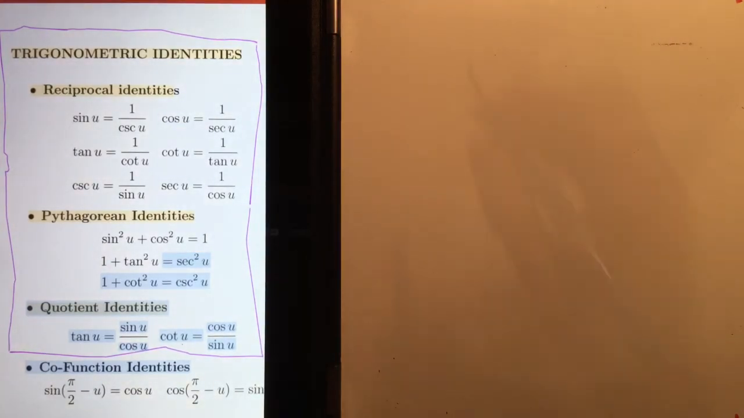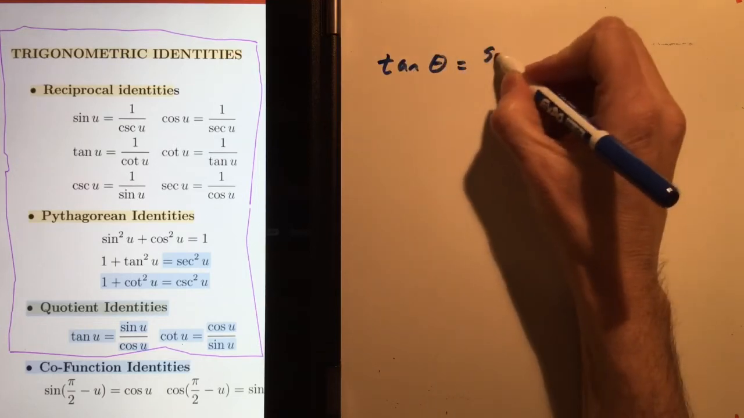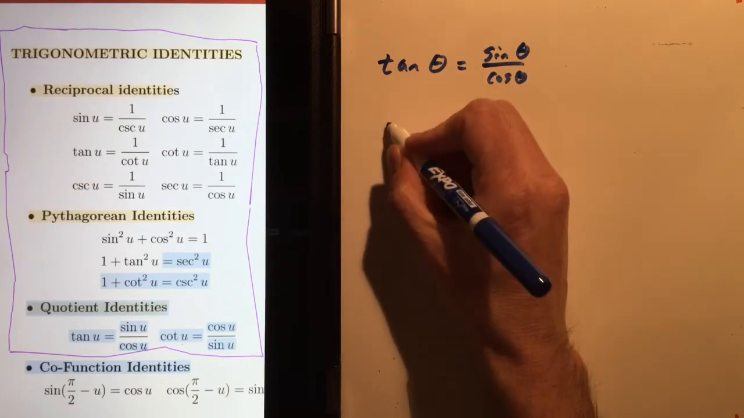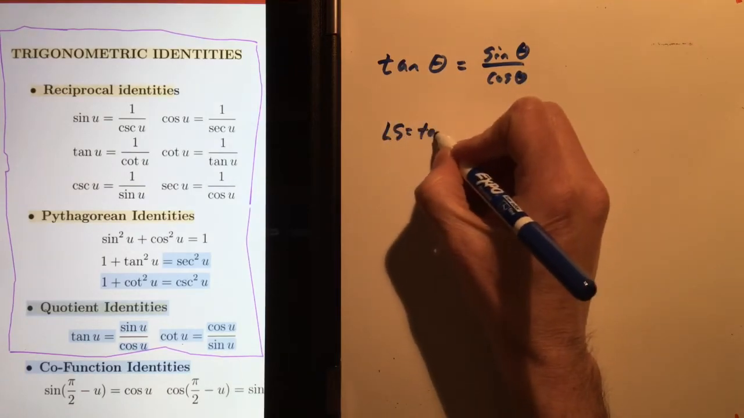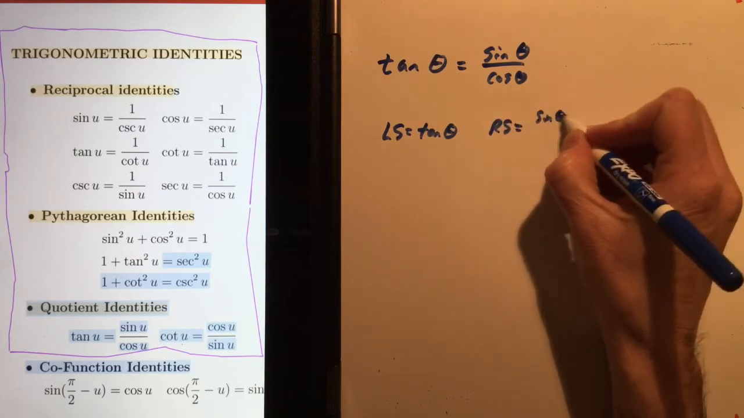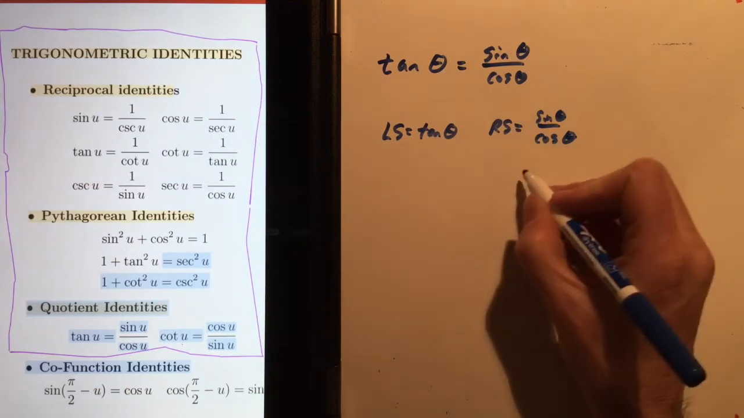Okay, let's prove one of these quotient identities. Tangent theta is equal to sine theta over cos theta is always true. Okay, I'm going to look at my left side, which is equal to tangent theta. My right side is equal to sine theta over cosine theta. This time I'm going to work with the right side a little bit.